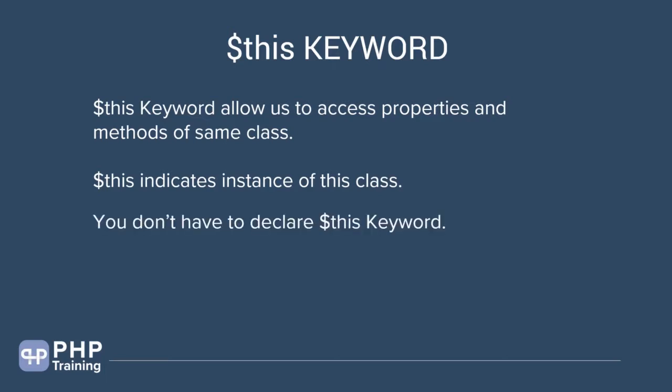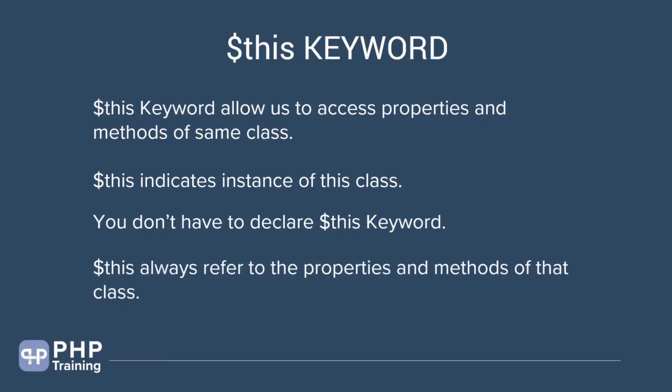You don't have to declare the $this keyword. It's automatically available in this class. And remember, $this refers to the instance of the class, which is nothing but an object. $this always refers to the properties and the methods of this class. So if there is a property that a method wants to access inside the class, you access it via the $this keyword.